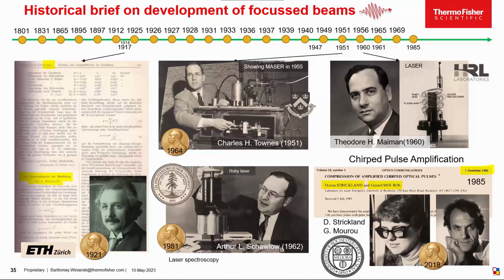Theodore Maiman, while working at the Hughes Research Laboratories, developed in 1960 the first laser, that is an abbreviation for light amplification by stimulated emission of radiation. The photograph on the far right shows his invention. Arthur Schawlow was also involved in various aspects of lasers while working with Charles Townes. He received the Nobel Prize in Physics in 1964 for his contribution to laser spectroscopy.